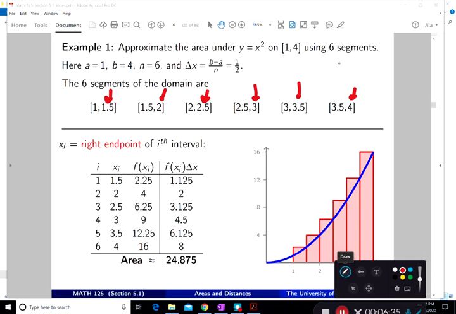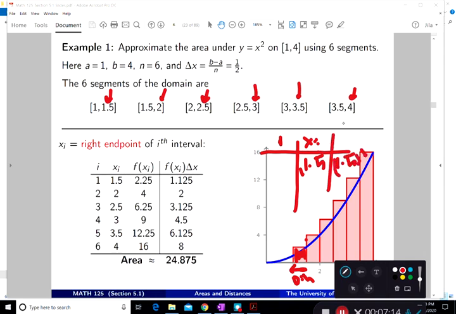And so this rectangle is going to be the width, which is 0.5 times 1.5. Then the next one is going to be times f of 1.1. F of 1.1, f is x squared. So you start with the first interval. The xi is the right one. That's 1.5. F of xi is 1.5 to power 2, which is mentioned right there.